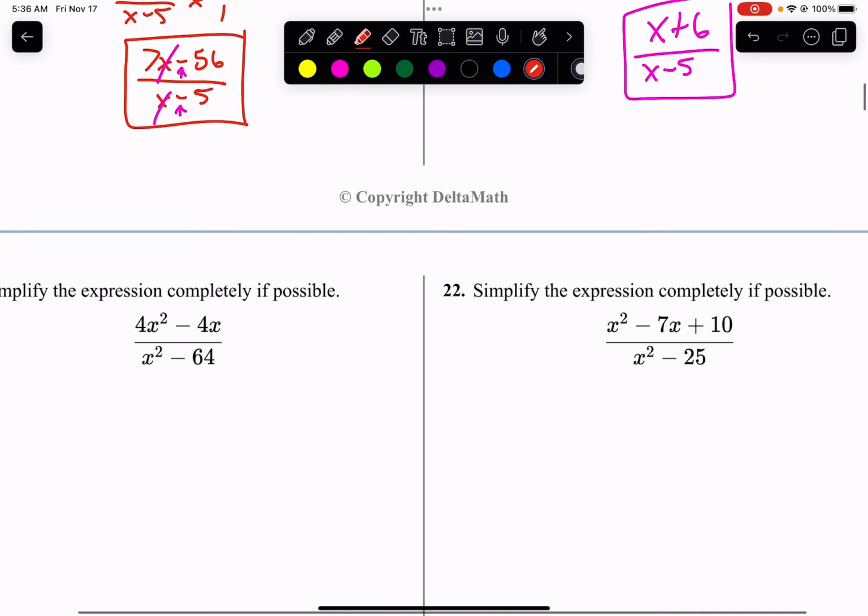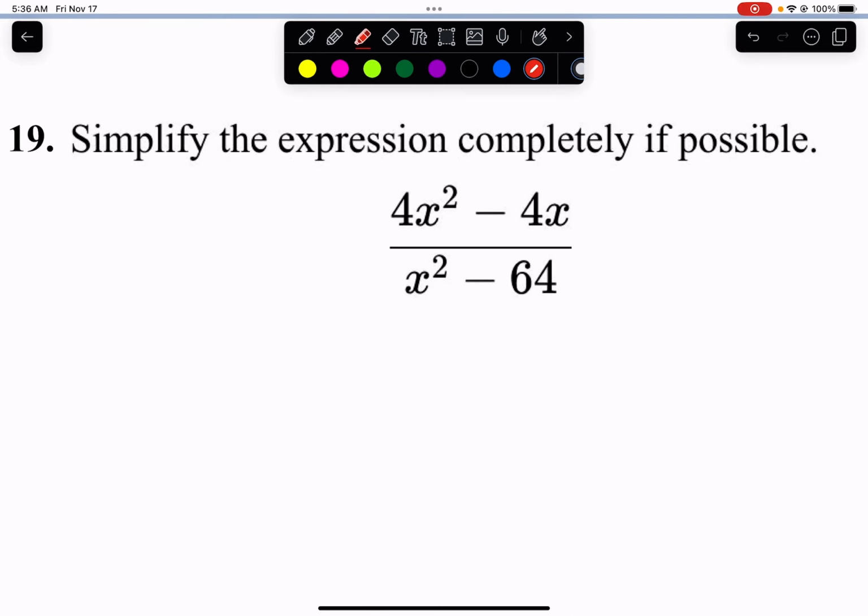All right, next one. So we have a binomial on top. We have to look, is there a GCF? And we do have a GCF here. We're going to go ahead and take a 4 and an x out, because I can divide both of these by 4, and I can divide both of those by x. Now, when you take out a GCF, you divide everything by what you took out, so divided by 4x, divided by 4x, and I'm left with x minus 1.